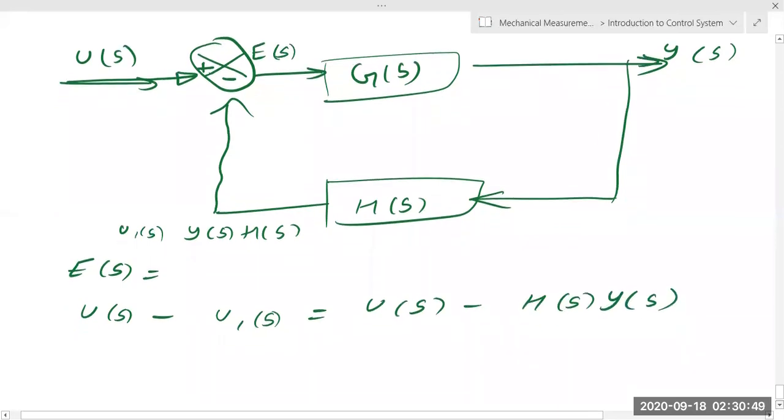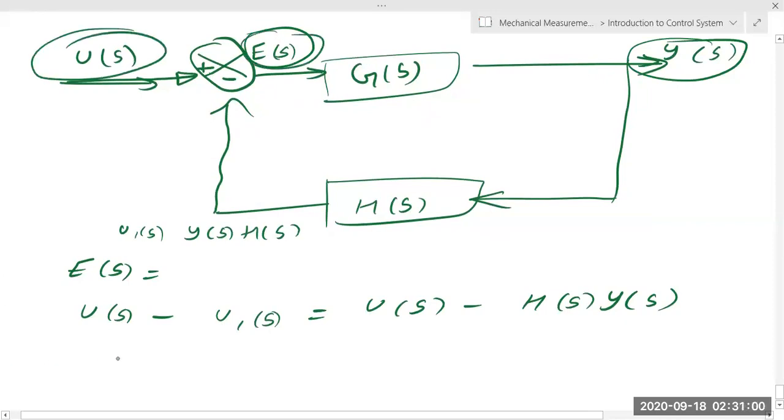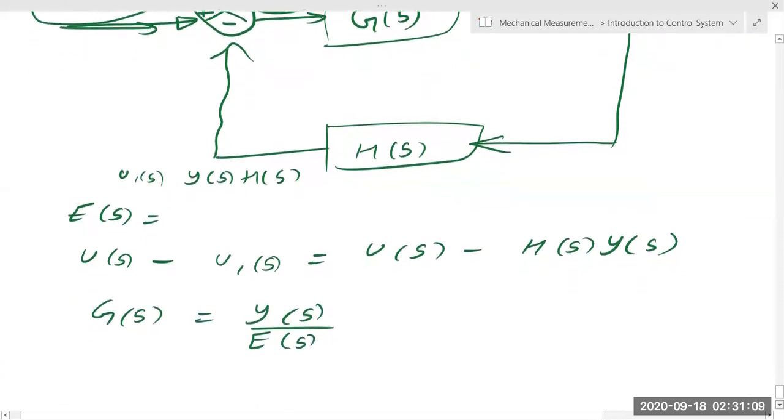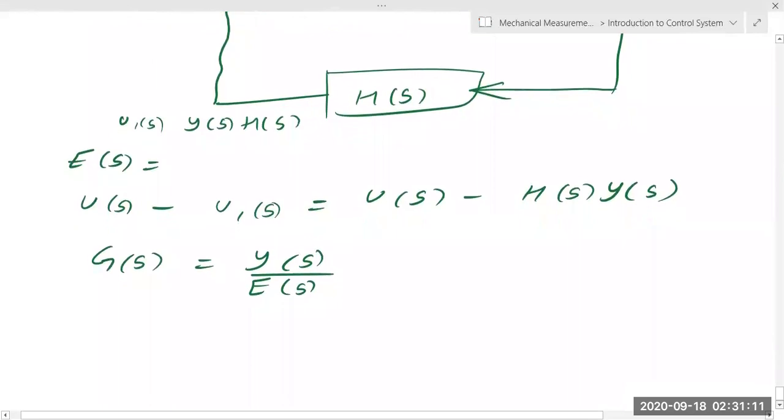Now we are done with this. This is the new input, and this is the output. For the closed loop, the input is e of s. If I ask you to write g of s, it is y of s, the output, upon input, which is e of s. If I simplify this, y of s is equal to e of s into g of s. Now we know the value of e of s.